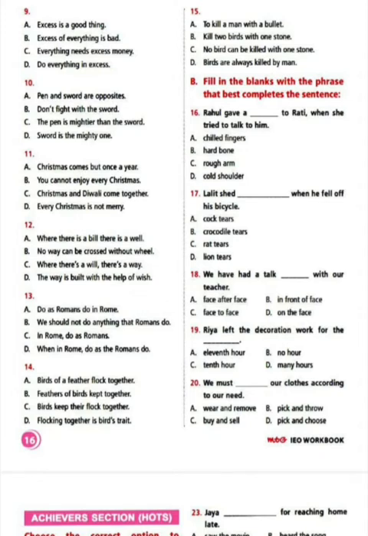So let's start. Number 16. Rahul gave a dash to Rati when she tried to talk to him. So Rahul gave a dash to Rati when she tried to talk to him. There is a blank, and then there are four options: chilled fingers, hard bone, rough arm, cold shoulder. So, what can be given? Cold shoulder can be given here. Rahul gave a cold shoulder to Rati means he did not give attention, he ignored her.